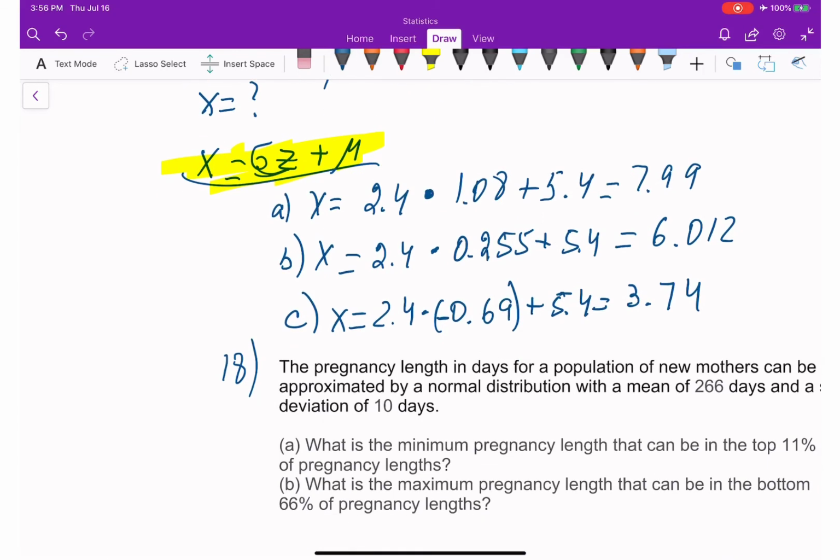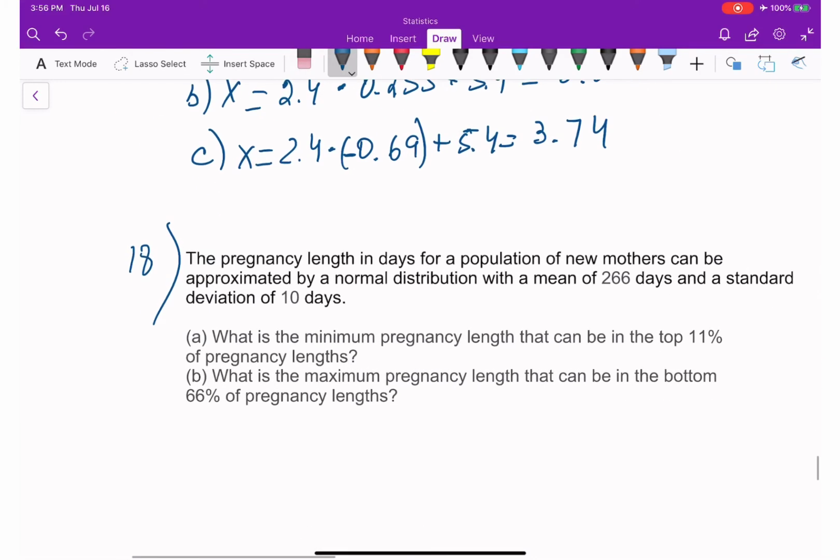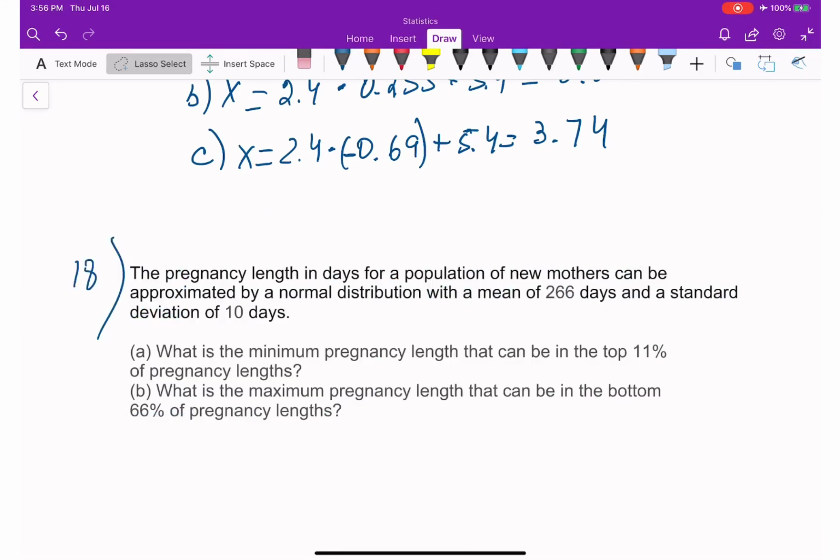Question number 18. They are same identical questions, so it's the same thing over and over, just because you are just learning. I accept that it can be a little bit confusing. Question number 18.